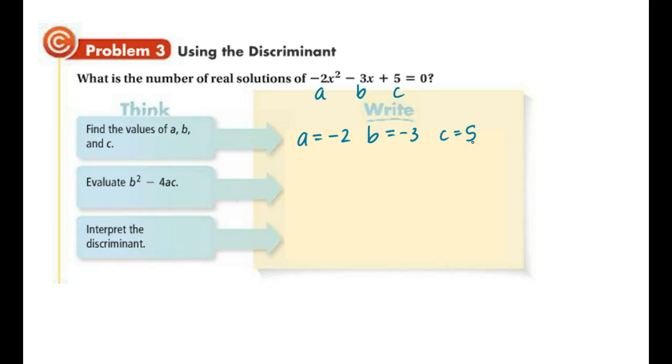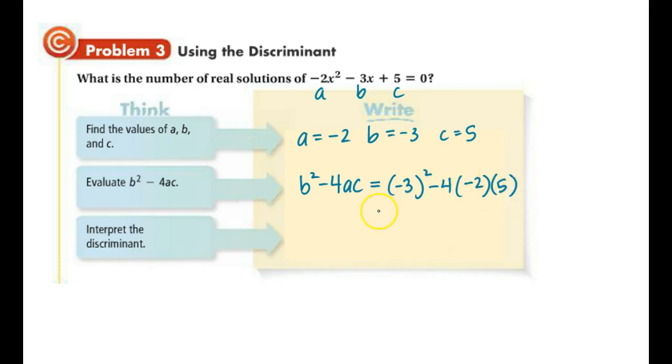Now we're just going to be using the discriminant, which is b squared minus 4ac, to figure out what that equals, and that will help us figure out how many real solutions there are. So b squared minus 4ac, now let's plug in the a, b, c values. So we're taking negative 3 and we're squaring it. Make sure you use parentheses around negatives especially. And we're subtracting 4 times negative 2 times 5.